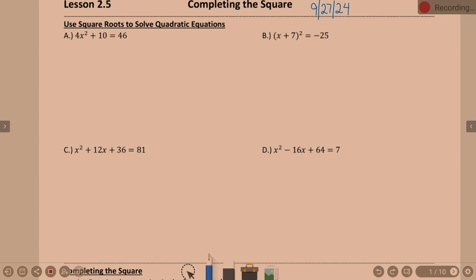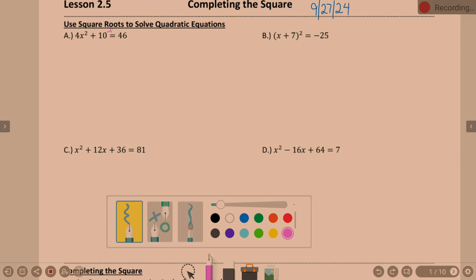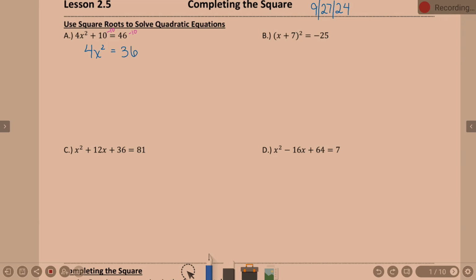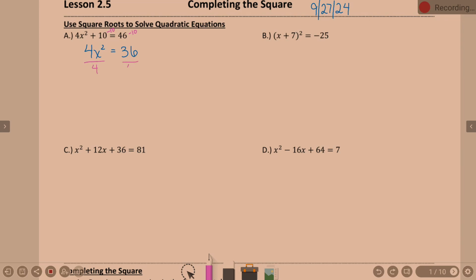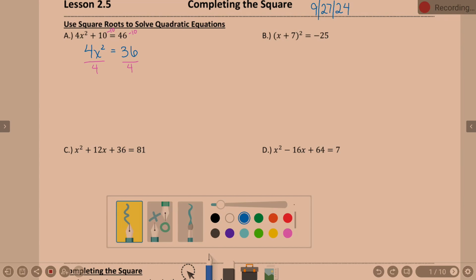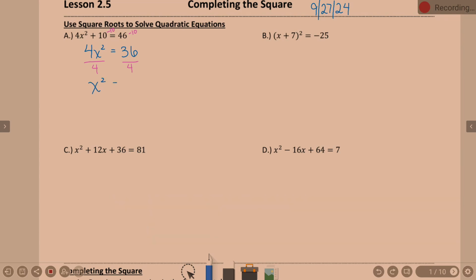Okay. So this one is an example where we just have x squared and a bunch of other numbers. So work to get the x squared by itself. So I heard subtract the 10. I agree. If we subtract the 10, I now have 4x squared equals 36. Now you divide by 4, again working to get x squared by itself. So now I have x squared equals 9.